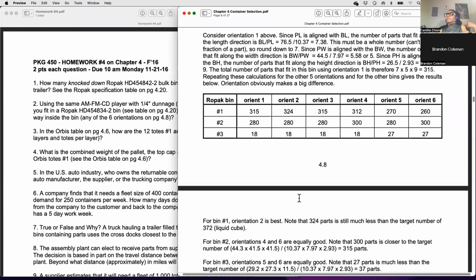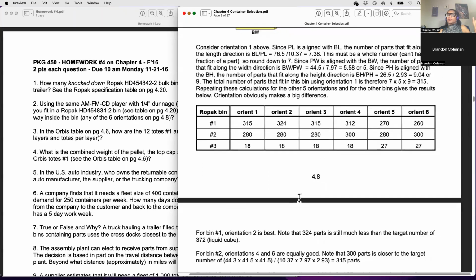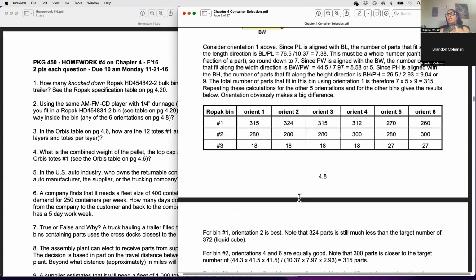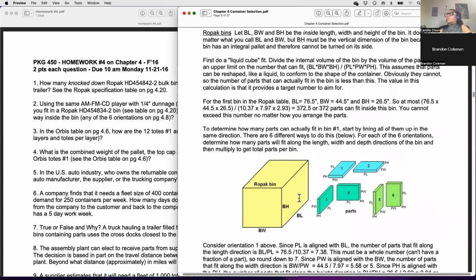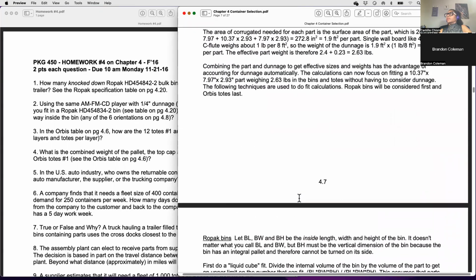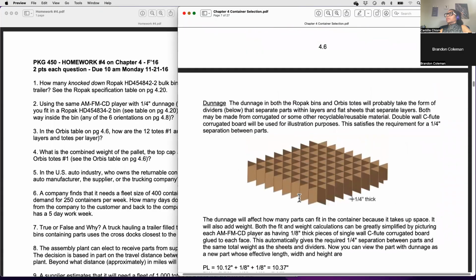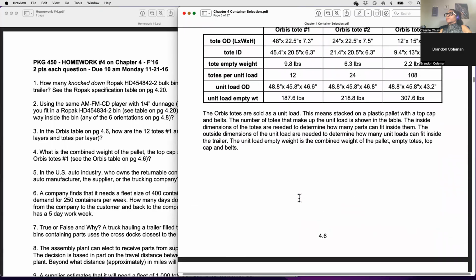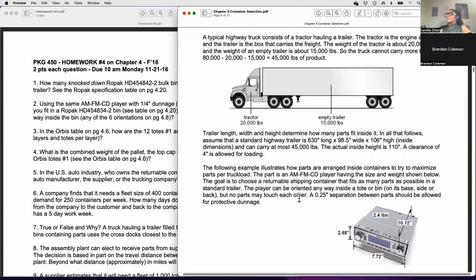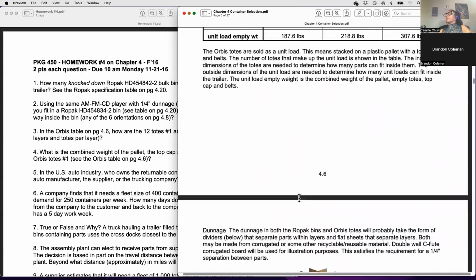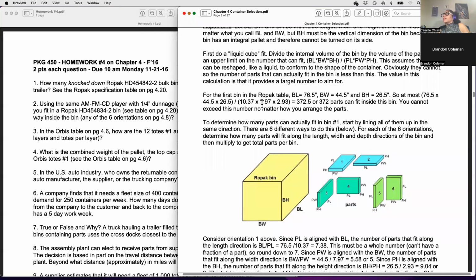Now, earlier, they did do a calculation called the liquid cube, which would be how many you could just pack as many as you can in the box, and came up with 372. So you can see the difference that the dunnage makes. Okay, I don't see it in here, but basically you do the same thing. Okay, here it is. I knew I saw it somewhere.